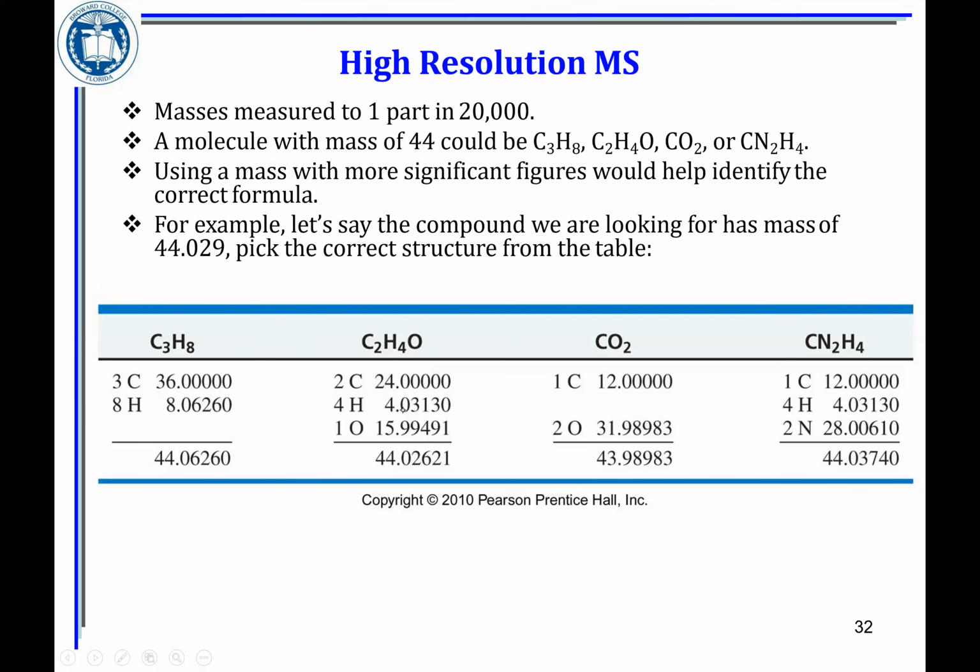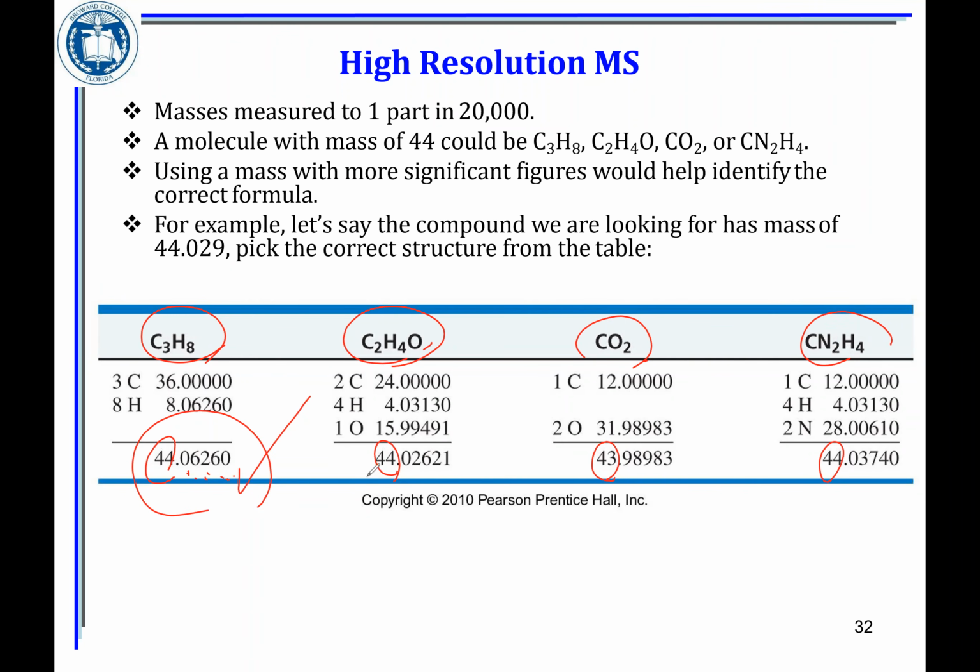Let's say you find a mass that is 44. Do you know whether that 44 is coming from propane, or from carbon dioxide, or from other compounds that have 44, or approximately 44? With the high resolution mass spec, the exact mass is measured, and when the exact mass is measured, you can discriminate the mass of one compound against all others.